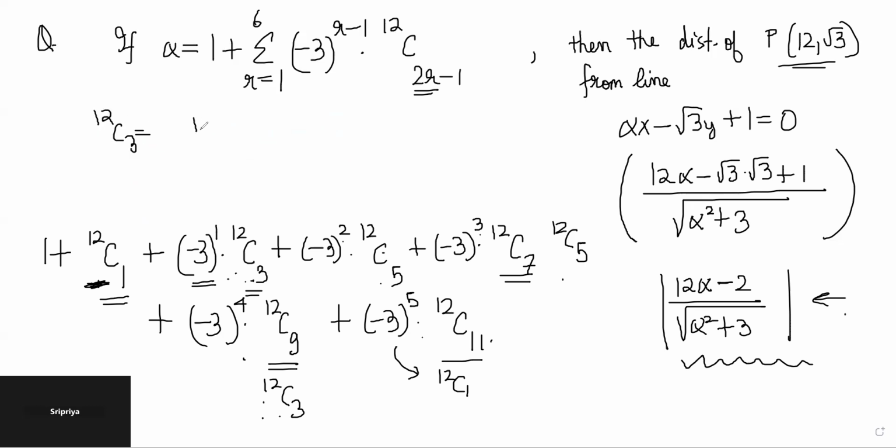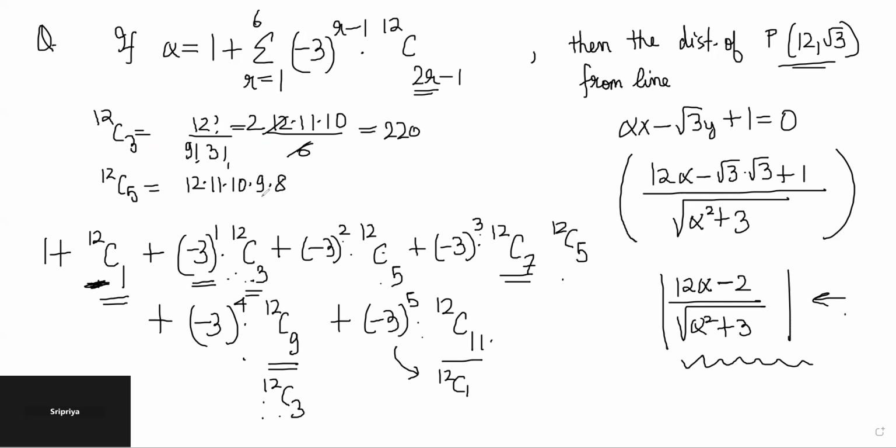12c3 is 12 factorial by 9 factorial times 3 factorial. So 12 into 11 into 10 by 6, so it is 220. And 12c5 is 12 into 11 into 10 into 9 into 8 by 5 factorial, which is 5 into 4 into 3 into 2. 5 into 2 is 10, 4 into 3 is 12, so it is 72 into 11, so it is 792.